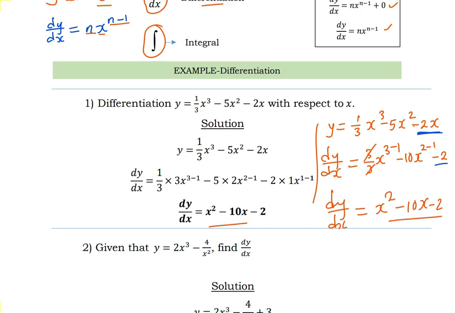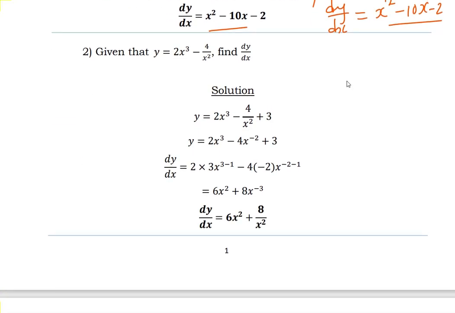Okay, let's check out the next one, which is this one. So we've got y is equal to 2x power 3 minus 4 over x power 2. So they're saying find dy dx. That's the derivative. So what we're going to do on this one is to make sure that we write these in a straight line. When you've got a variable in a denominator, use the laws of indices and take it up. So let me show you what I'm talking about.